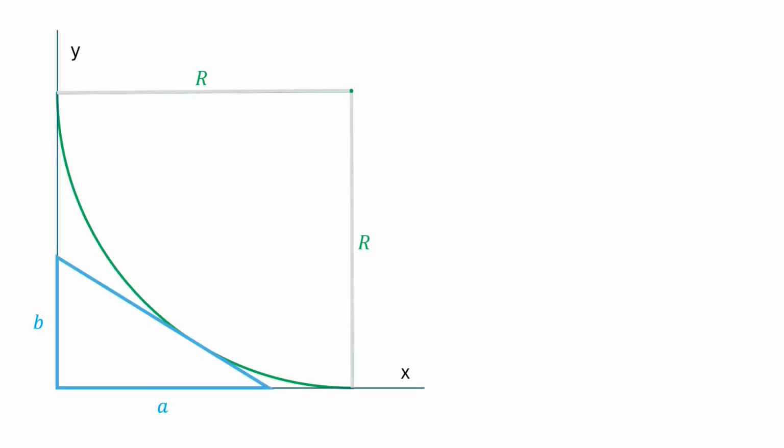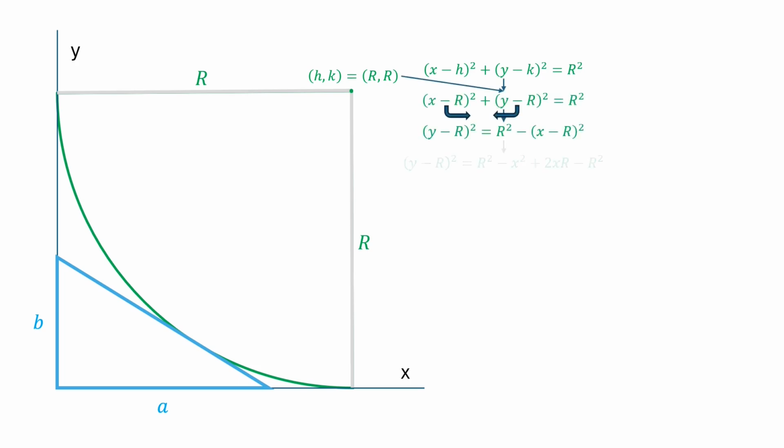So another quick demonstration. To begin, note that the center of our circle is at point H, K, which is located at R, R, where R is the radius of the circle. This is the form of the circle. And so we plug in and FOIL that square, cancel the R squareds.